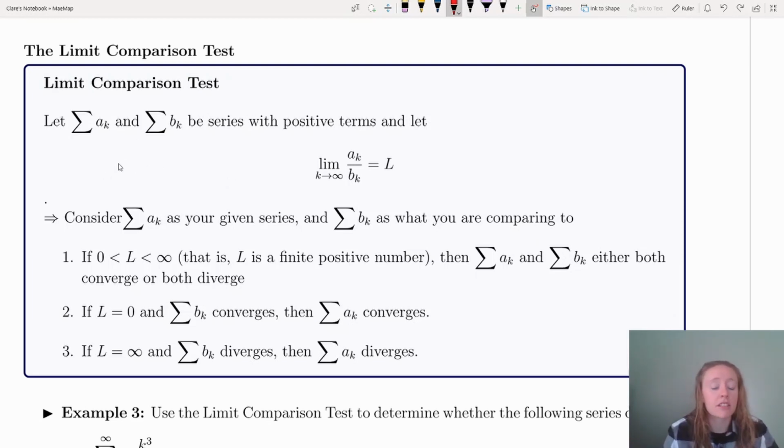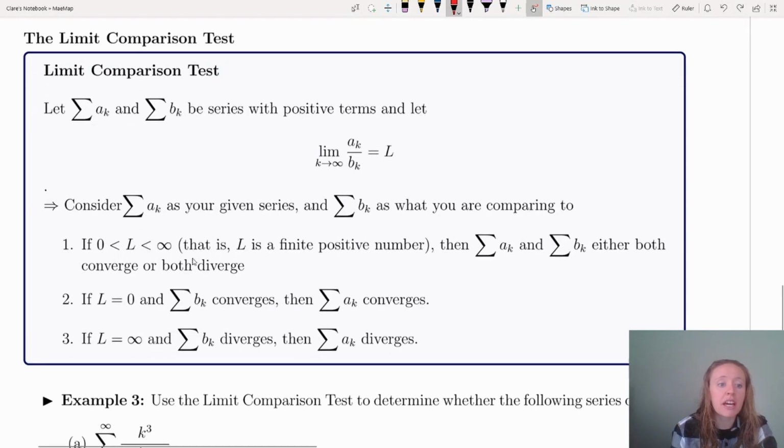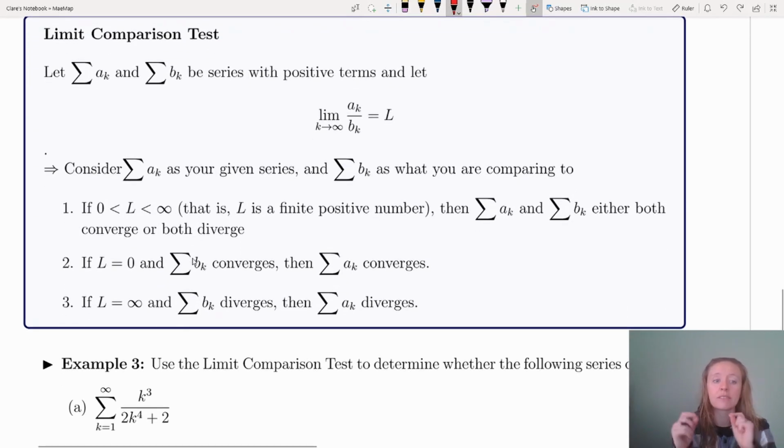What the limit comparison test does is it allows us to take our series a sub k and our comparison series b sub k and set up a ratio between the two. And the limit of that ratio is going to equal some value L. So if L is a finite number between 0 and infinity, whatever b sub k did, then a sub k does the same exact thing. But if we get L equals 0 and b sub k converges, then a sub k converges. Or if we get that L equals infinity and b sub k diverges, then a sub k diverges.